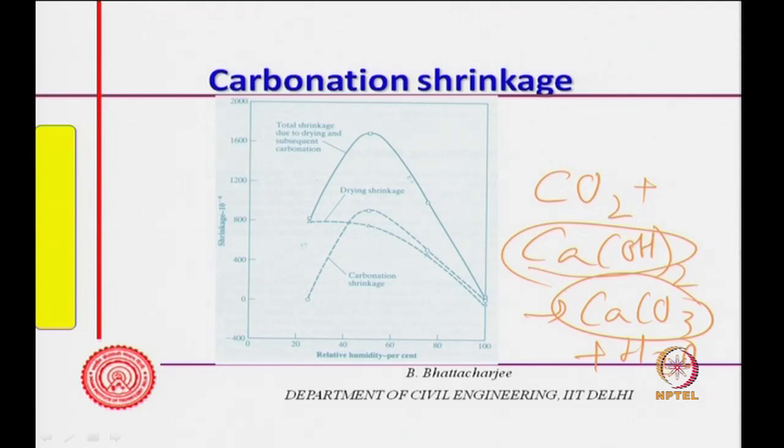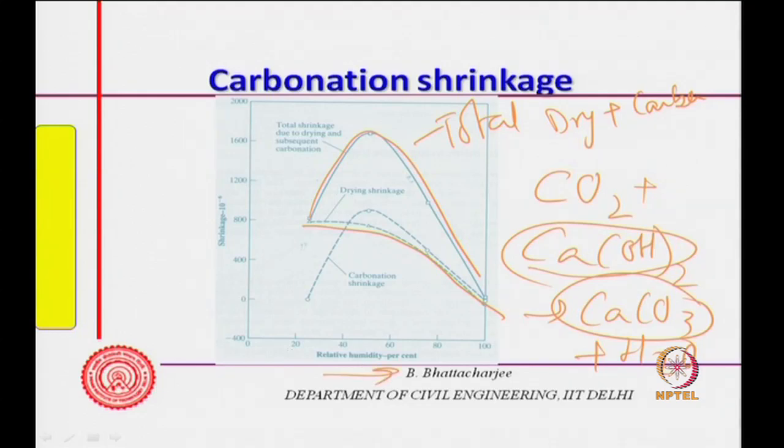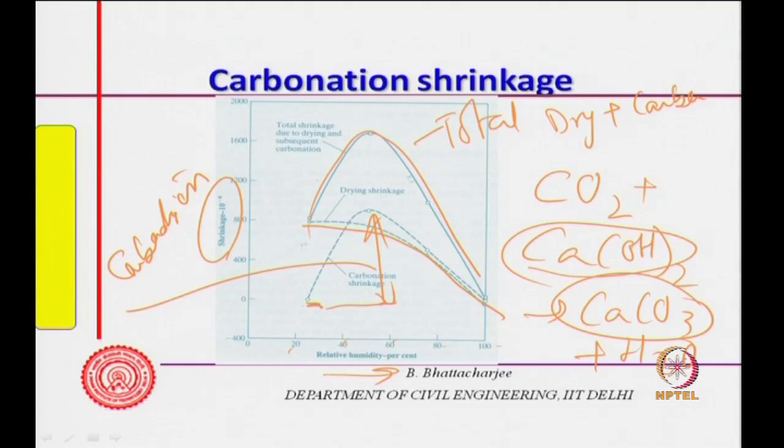And if you have measured it, total shrinkage is this one, total drying plus carbonation. And drying alone, if one measures, will be something like this, right? Relative humidity percent is shown, 20, 40, 50, 60. As you increase, the volume change occurs like this. So, the net difference is the carbonation shrinkage. This difference is drawn here as carbonation shrinkage, and you can see it is maximum around 55% relative humidity.